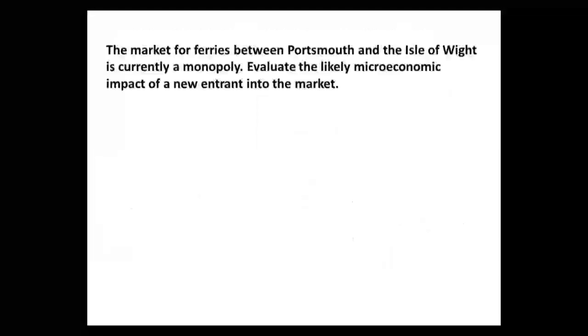Okay, having gone through those different diagrams, different thought processes, I'm going to show you two examples of how we might do this in practice. This is my first question. The market for ferries between Portsmouth and the Isle of Wight is currently a monopoly. Evaluate the likely microeconomic impact of a new entrant to the market.